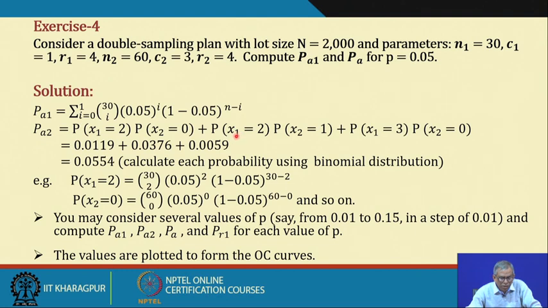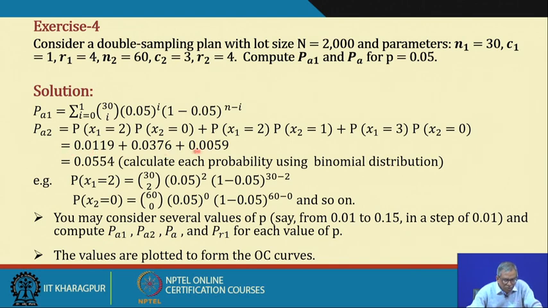And similarly, when x1 equals 2 in the first sample, obviously in the second sample you must have just one non-conforming unit for the acceptance of the lot. Or in the first sample you find 3 non-conforming units, and if you are going to accept it based on the second sample, obviously in the second sample you must not have any non-conforming unit. So these are the conditions you must know, under which at the second stage you are going to accept the lot.